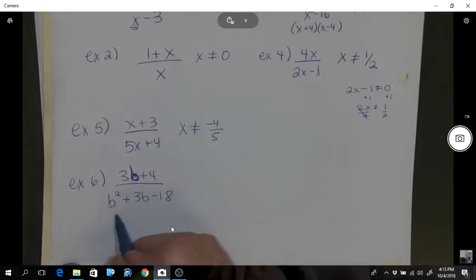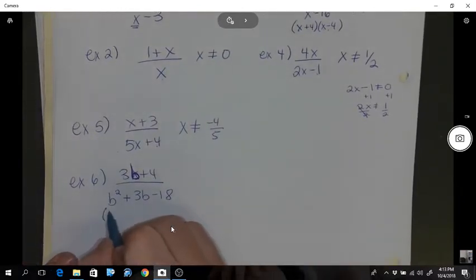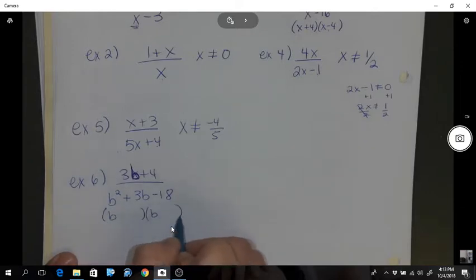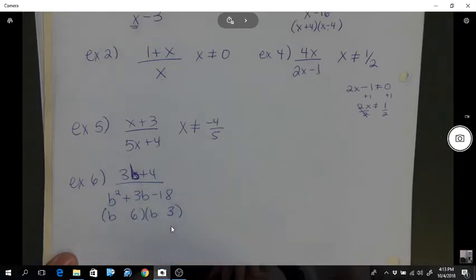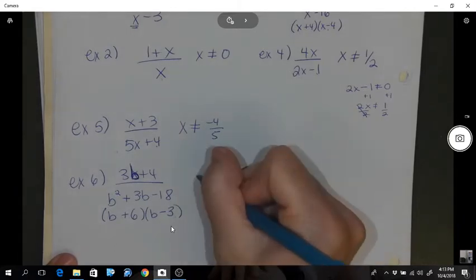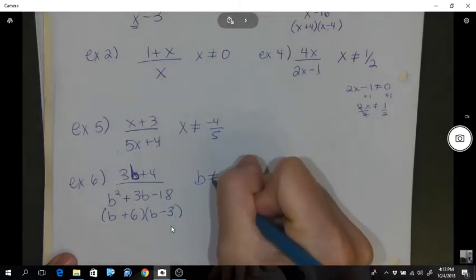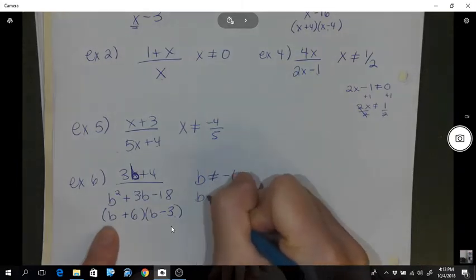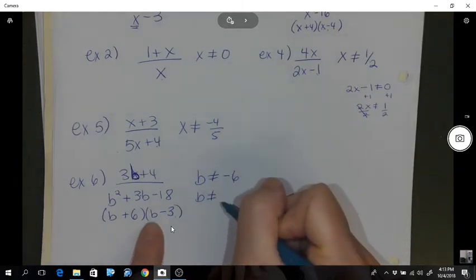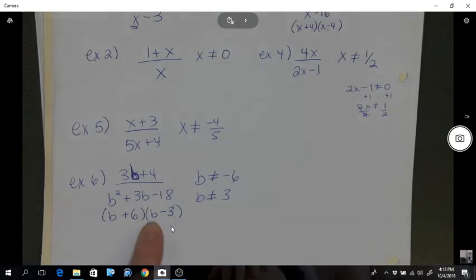Okay, so I need to factor the denominator. It's a simple trinomial. What multiplies to 18 adds to 3. So use a 6 and a 3. Positive 6, negative 3. So b cannot be negative 6. b could not be a positive 3. Those are the restrictions on the b value.